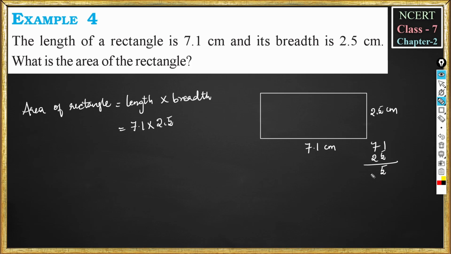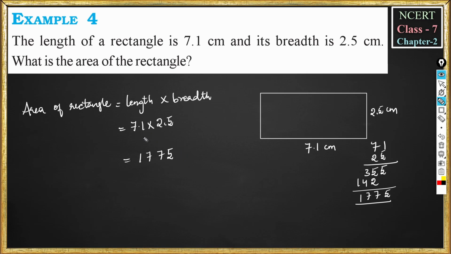5 ones are 5, 5 sevens 35. 2 ones are 2, 2 sevens 14. So 5, 7, 7, 1. So the answer is what? 1775. Now we have to put the decimal point.